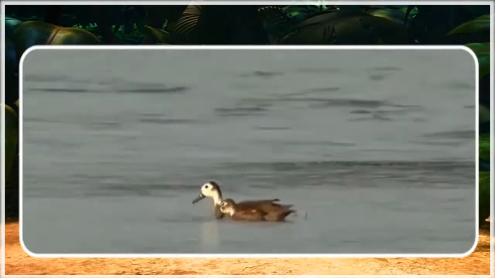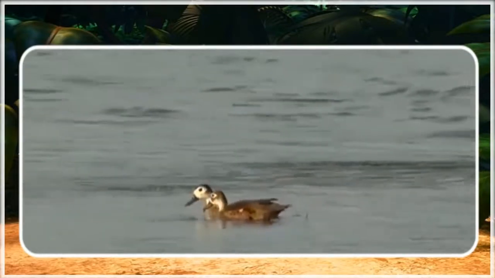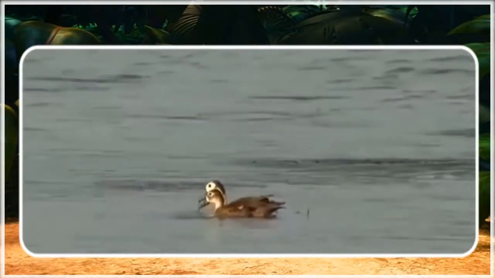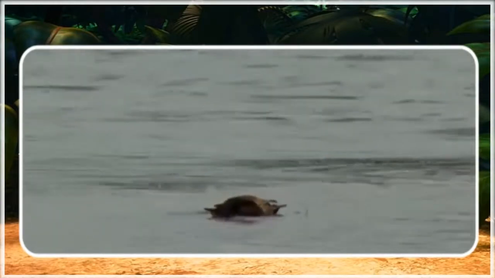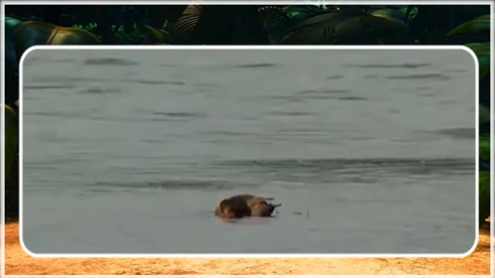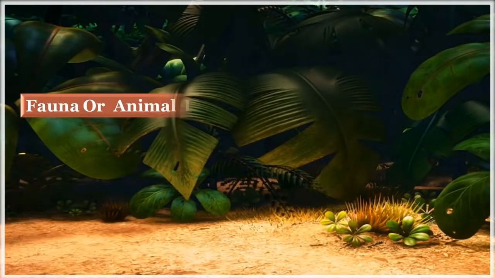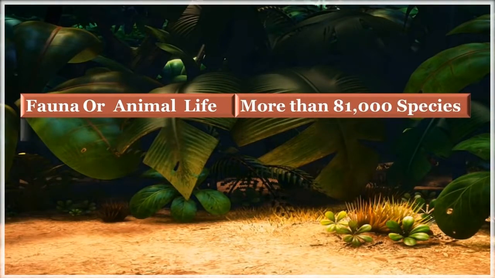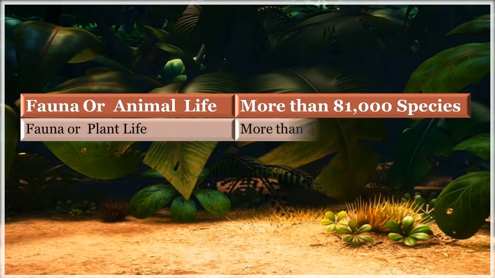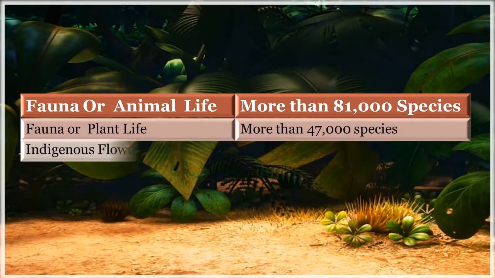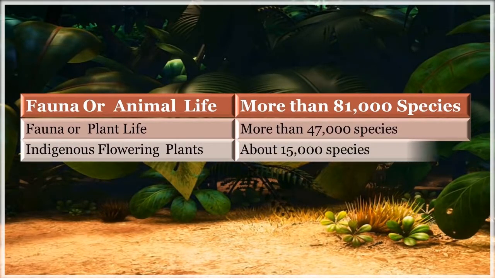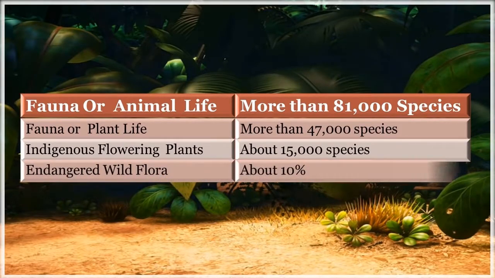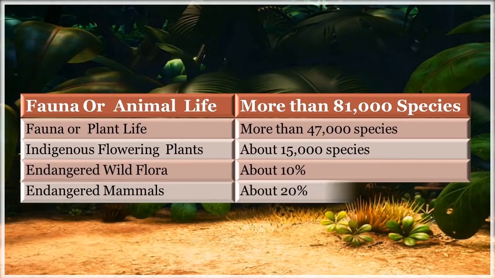India is one of the world's richest countries in terms of its vast array of biological diversity and has nearly 8% of the total number of species in the world, estimated to be 1.6 million. Fauna or animal life: more than 81,000 species. Flora or plant life: more than 47,000 species. Indigenous flowering plants: about 15,000 species. Endangered wild flora: about 10%. Endangered mammals: about 20%.